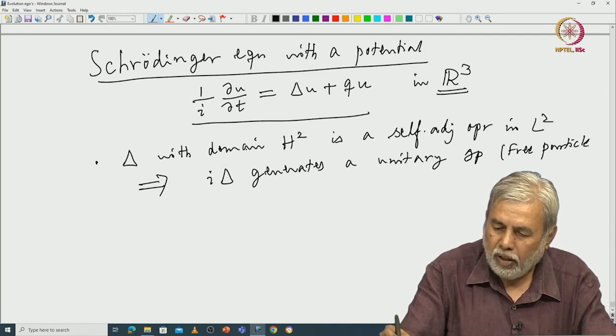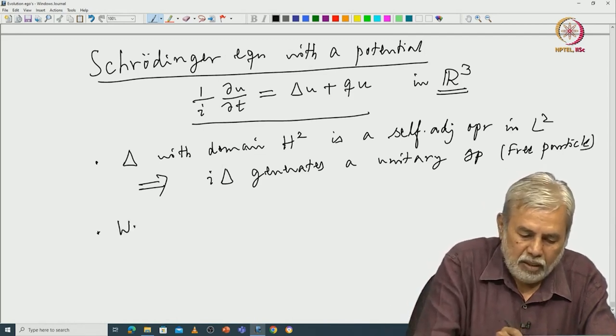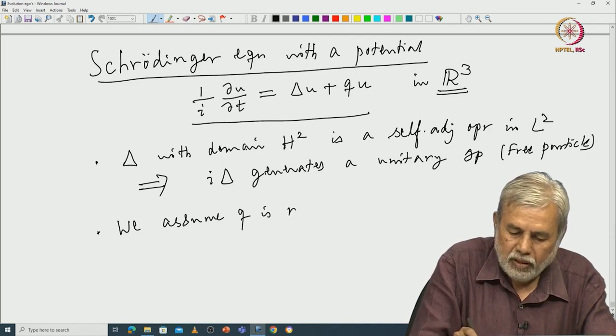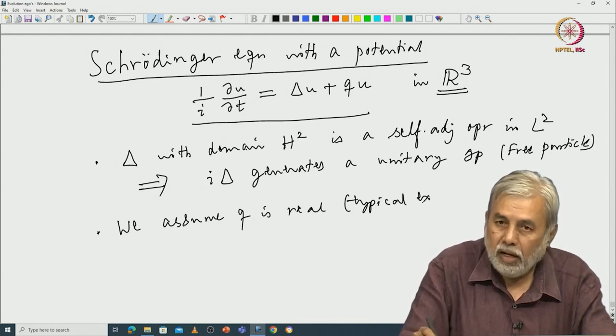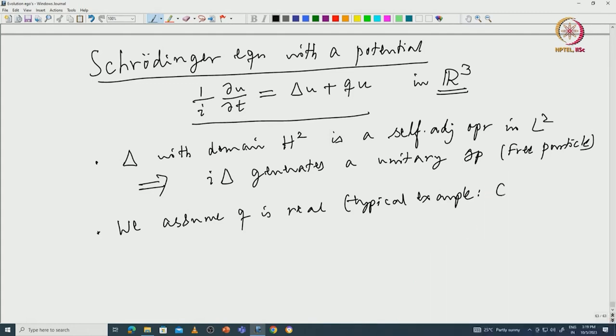Now we assume that q is real valued. A typical example is the Coulomb potential, q of x equal to a constant divided by mod x. In R 3, that is locally integrable. So that is a typical example.